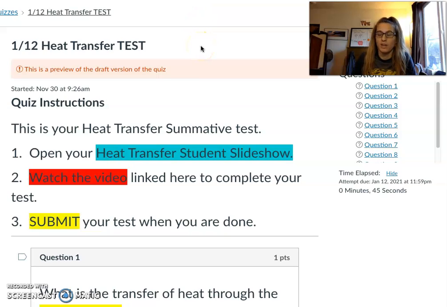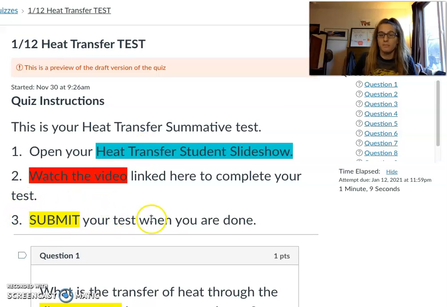So this is summative. You're going to want to use your heat transfer student slideshow. It'll have your vocabulary, it'll have your notes, and all those things that are going to help. Watch this video completely, and anytime you need to pick an answer, I want you to pause the video, find the answer from your resources like your vocabulary or the notes, and then choose your answer, click play, and we'll move on to the next one. Make sure you submit when you are done.